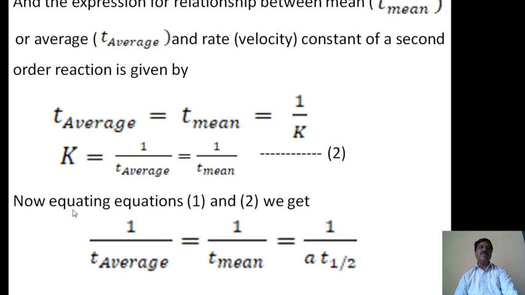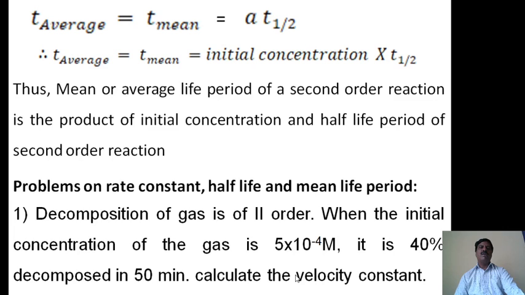Now equating equations 1 and 2. Since the left sides are equal, the right sides must be equal. Therefore, 1/t average = 1/t mean = 1/(a × t half). Taking the reciprocal, t average = t mean = a × t half. This means that t average or t mean equals the initial concentration multiplied by the half life period.